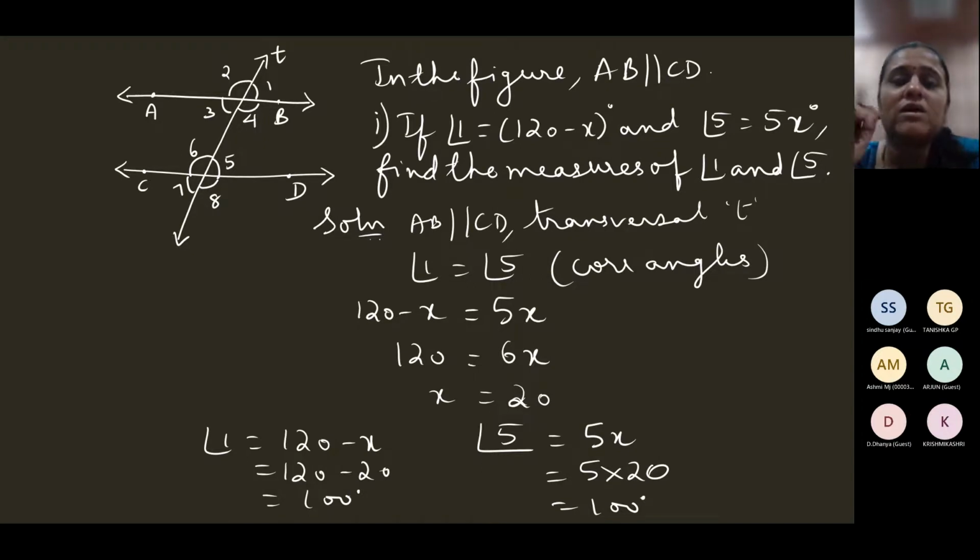Or what is the relation between 1 and 5? Corresponding angles, ma'am. So whatever is 1 is 5, right? Now what is the relation between 5 and 6? Linear pair, ma'am. Same thing: you will add and equate it to 180. You will get the same equation, but the reason will be different.